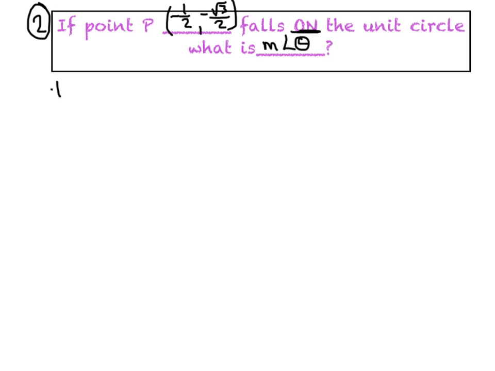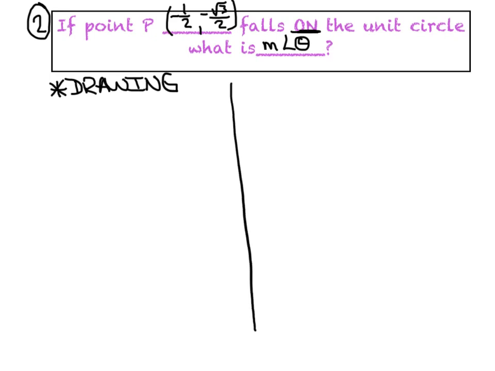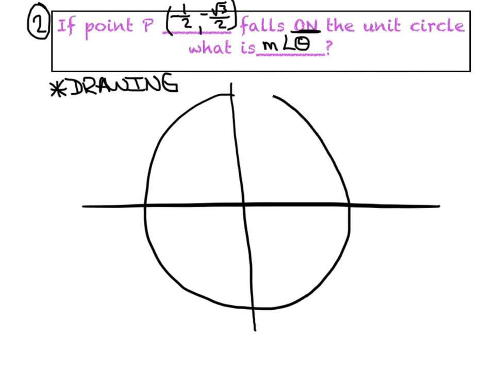Okay, number one, a drawing is absolutely required on a problem like this. We've got to be able to sketch this scenario. We're going to have unit circles coming out of our ears pretty soon. And we've got 1, 0. Up here we've got 0, 1. Over here we've got negative 1, 0. And down here we've got 0, negative 1.